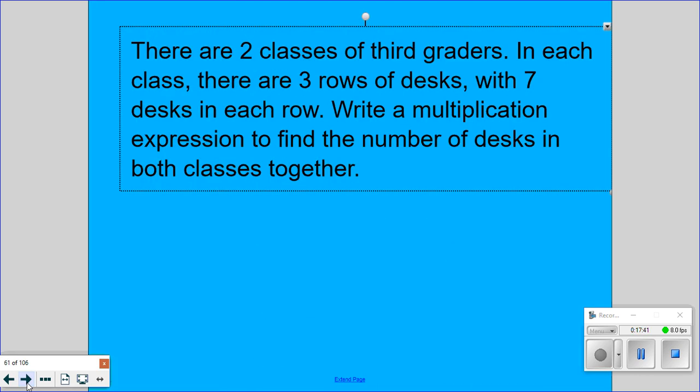All right, let's try another one. Tegan, no thank you. You can draw a line or go to the next page. You decide if you've got room. If you've got room, just work on the bottom half. If you need to go to the next page, that's fine. There are 2 classes of 3rd graders. In each class, there are 3 rows of desks with 7 desks in each row. Write a multiplication expression to find the number of desks in both classes together.